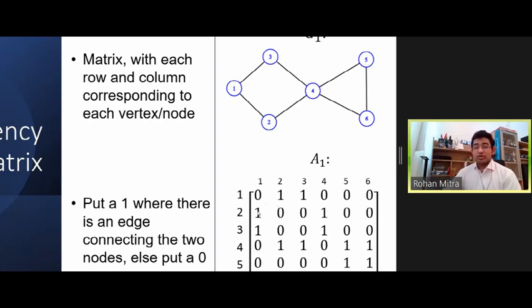Now that would continue for the entire matrix. Now you start with row number 2. So vertex 2 is connected to vertex 1. Yes, it is. So you put a 1. Vertex 2 connected to 2, and it is not. So you put a 0. And you can continue in this fashion, right?